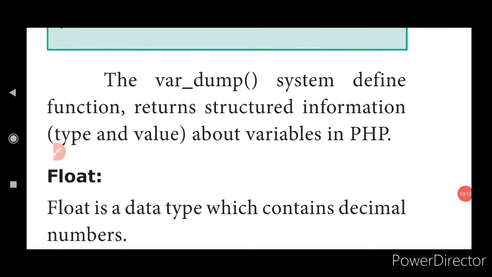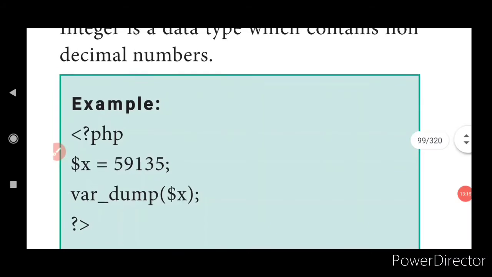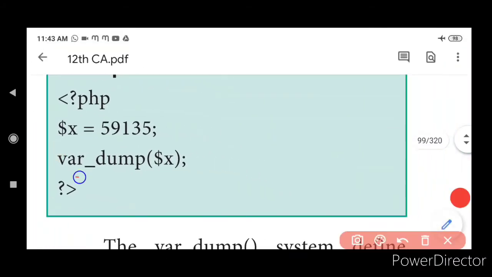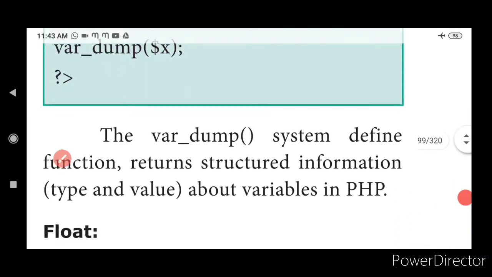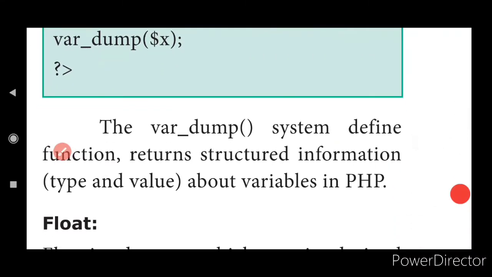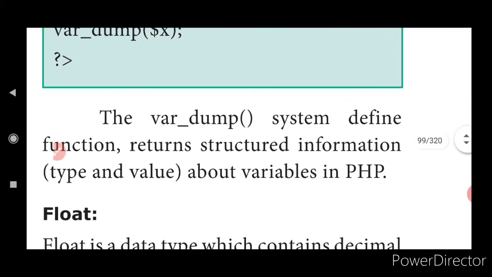Now we learned a new term called variable dump, isn't it? What did we learn? Variable dump. It is used for dumping structured information, the type and value, about variables in PHP. What does it represent? I already told you, right? It represents the data type. So what is the data type of your value? It is going to be integer, and the value will be printed along with it.